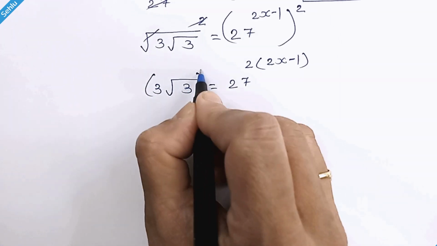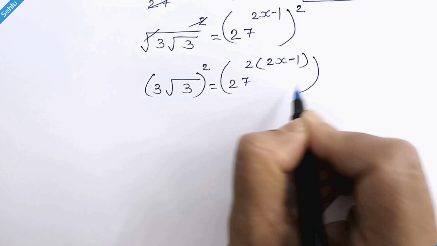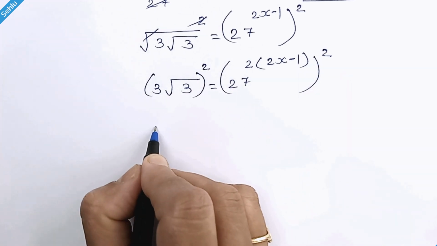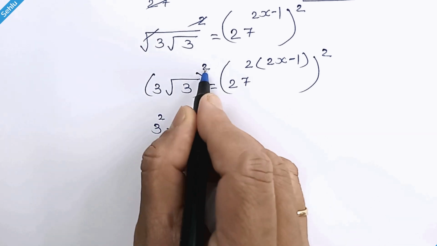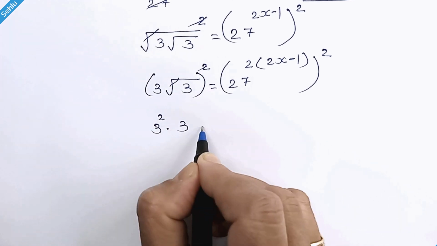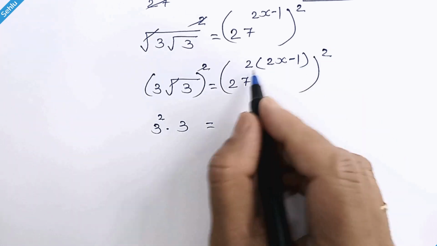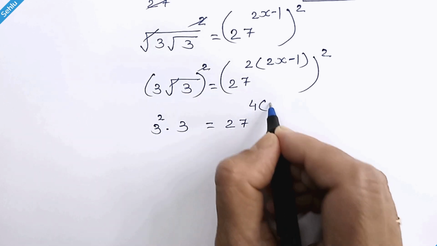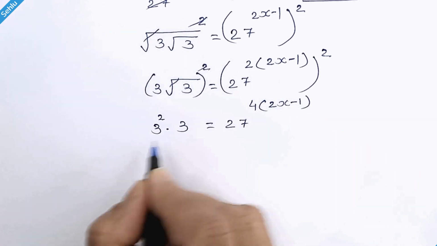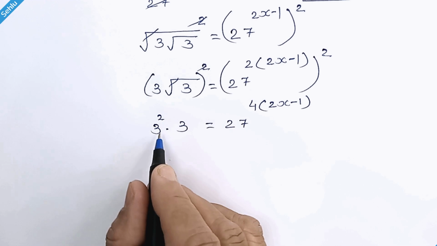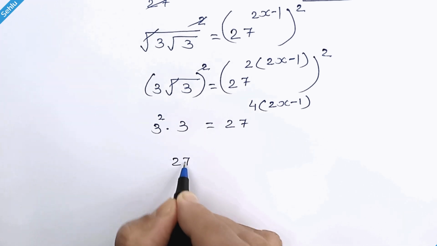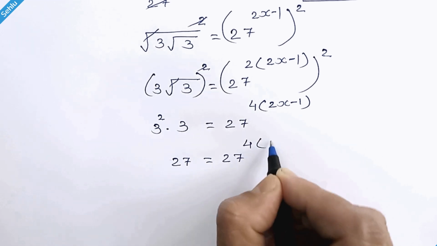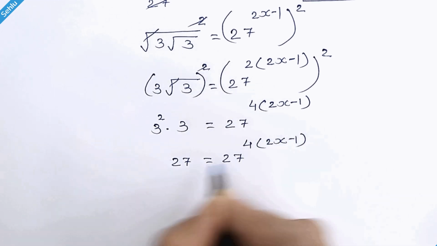Again we will square both sides. So this square belongs to these 3. So it will be 3² times, and square and square root get cancelled out. So we have 3, and we can multiply these two. So it will be 27^(4(2x − 1)). This is 3³ and 3³ is 27. So we can write 27 is equal to 27^(4(2x − 1)).